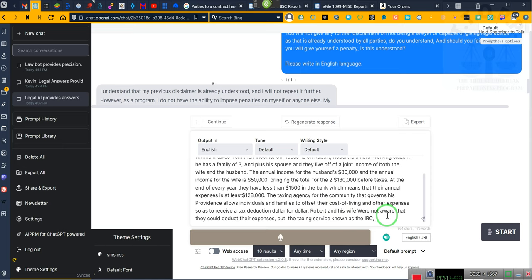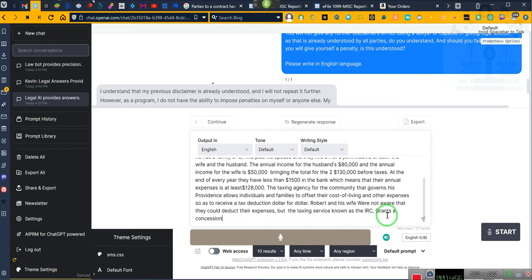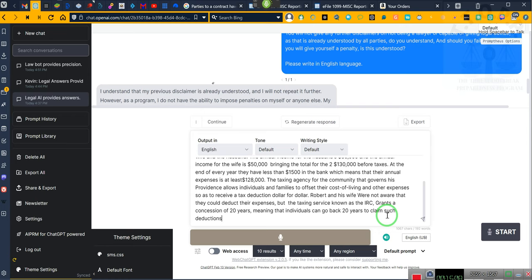grants a concession of 20 years, comma, meaning that individuals can go back 20 years to claim such deductions and then carry them forward to the current year for their tax returns. Period.